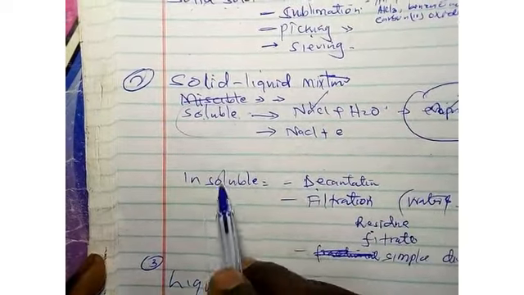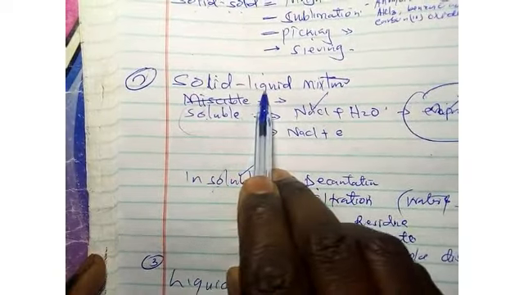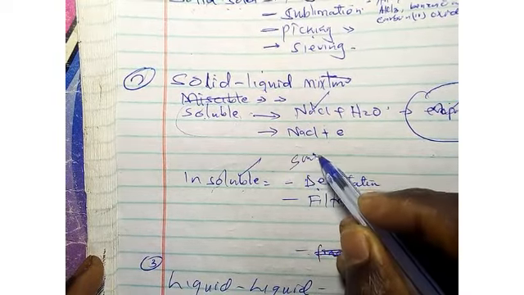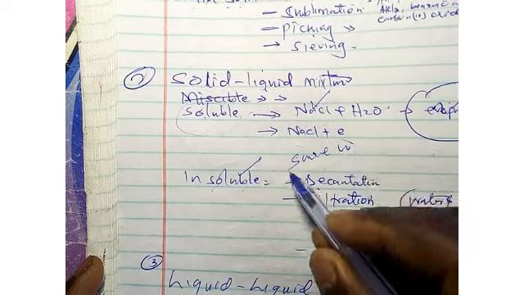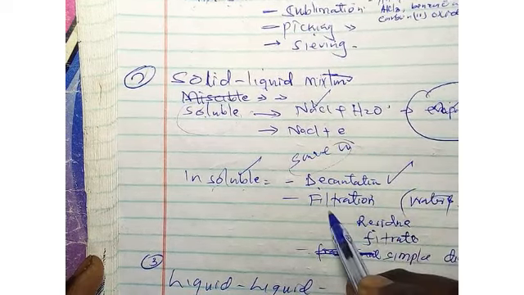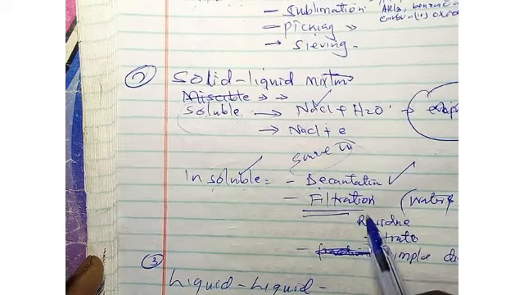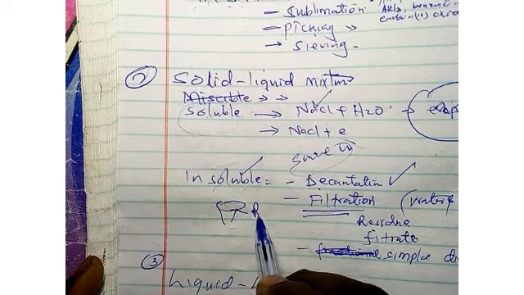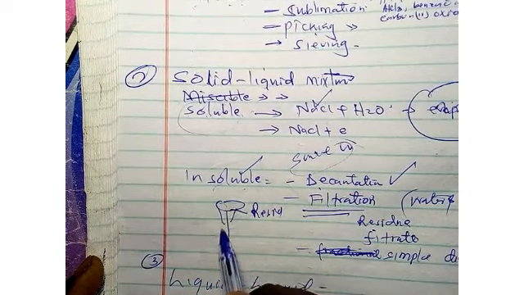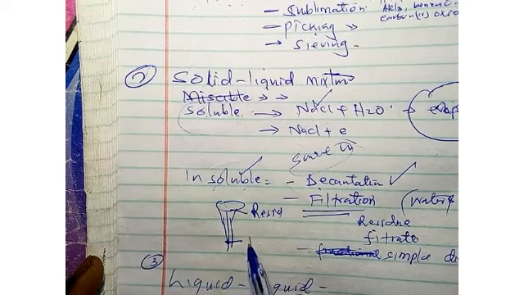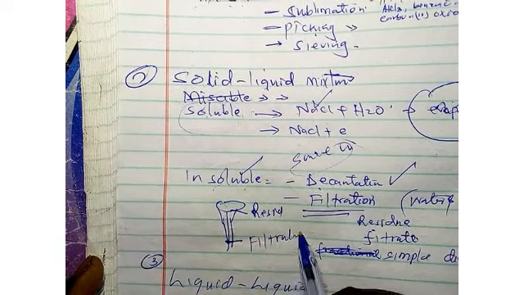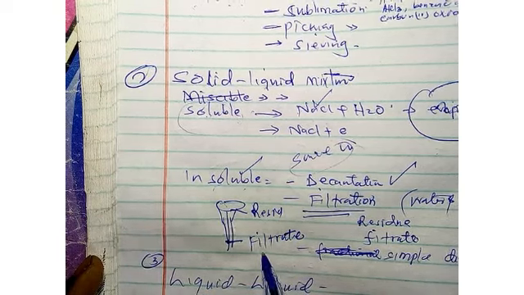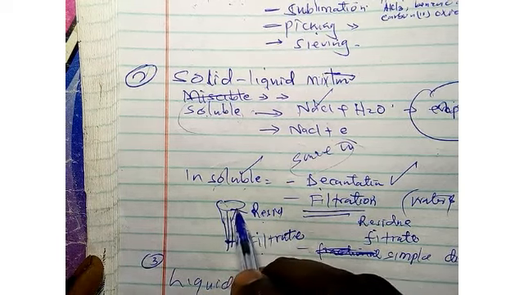We have those that are solid-liquid, insoluble. For example, we can have sand plus water. This one we will have to decant or do what we call filtration. In filtration, you should know the solid which remains on the filter paper, we call it the residue. And the solution which passes through the filter paper, we call it the filtrate. So these are the terms you need to be aware of. So we have the filtrate and the residue. The residue is the solid which remains after filtration.